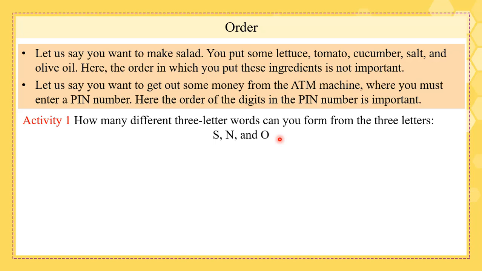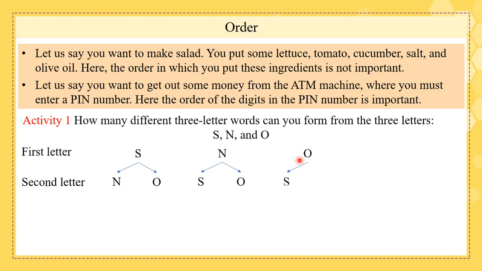It doesn't matter. Well, the first letter could be either S or N or O. Now, if the first letter is S, the second letter could be either N or O. And if the first letter is N, the second letter could be either S or O. And if the first letter is O, the second letter could be either S or N. Now let's go on to the third letter.